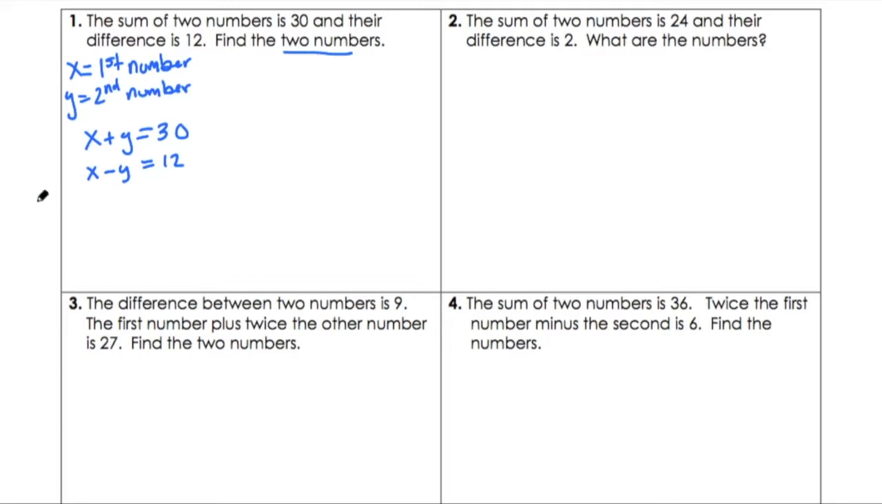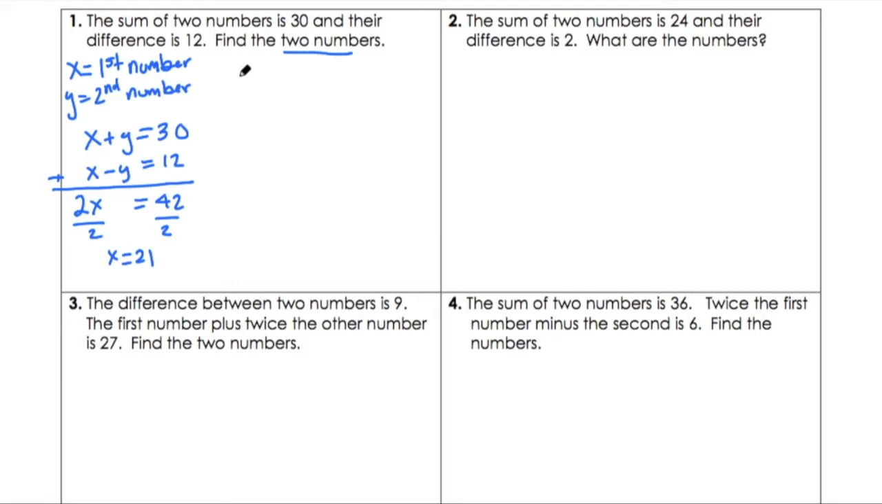This is really set up to be solved by elimination, so I can go ahead and add these two equations to each other. x plus x would give me 2x. Positive y and negative y would cancel, and I'd get 42 on the other side, and I can divide both sides by 2 to get x is 21. So that's our first number. And so we can go ahead and plug into either of our equations to find our other number.